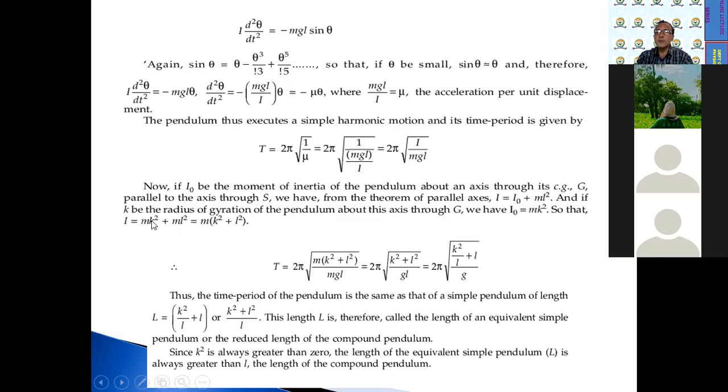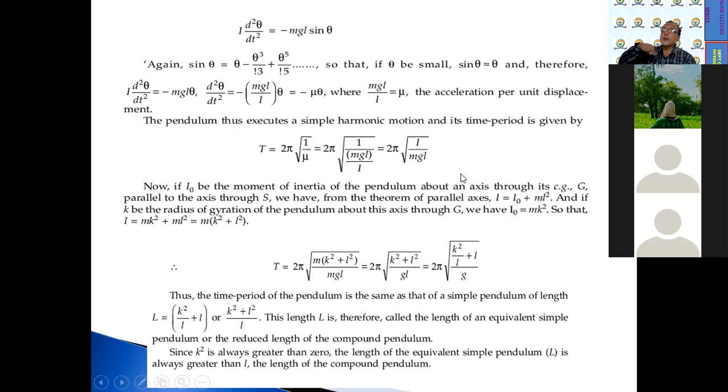Now this mk square is the moment of inertia, and k is the radius of gyration. Do you know the definition of radius of gyration? Again the same chapter, moment of inertia. In Urdu, it is called gardishi nisqutar. Anybody of you in a position to tell me what is the radius of gyration?